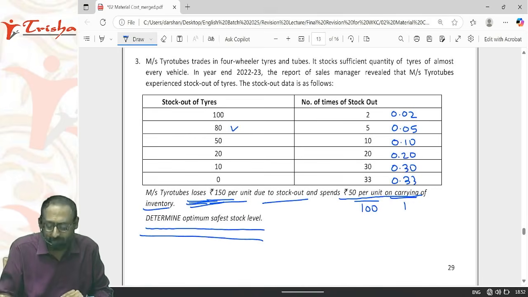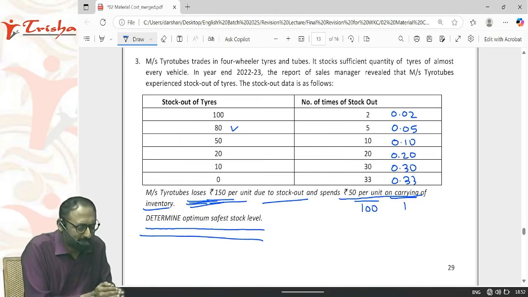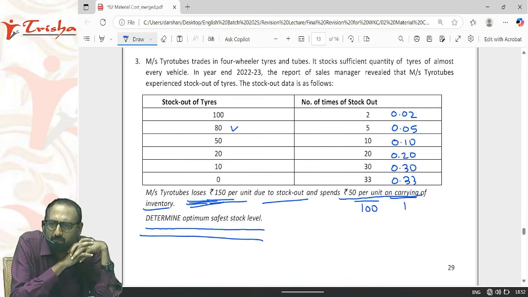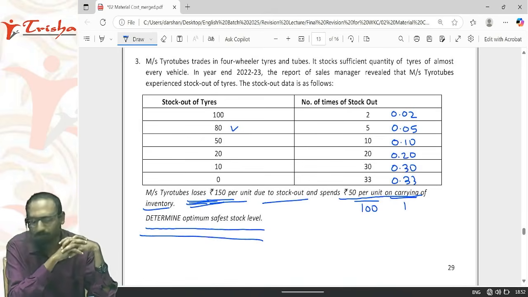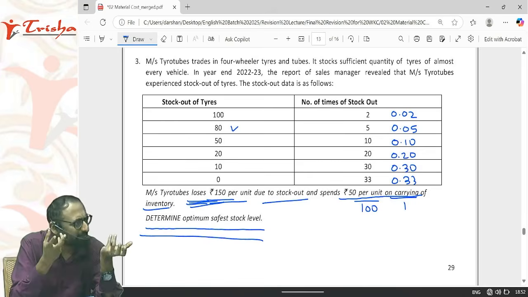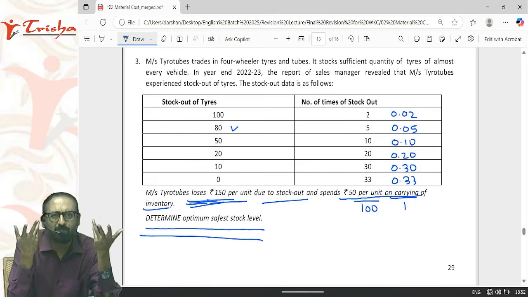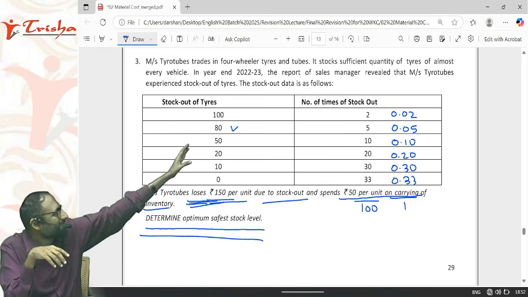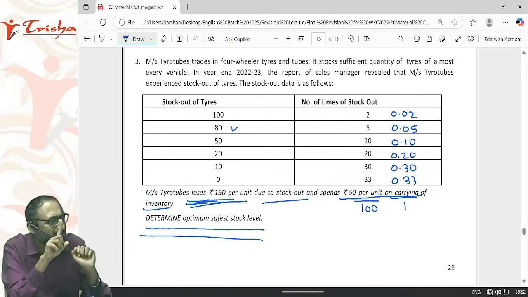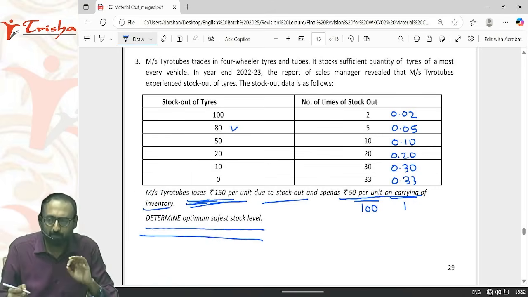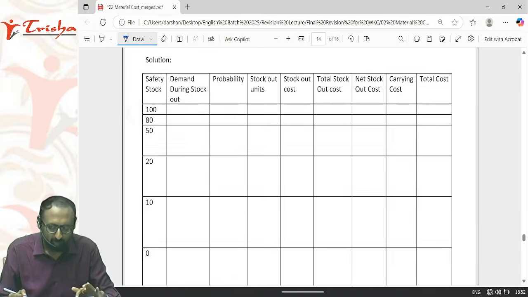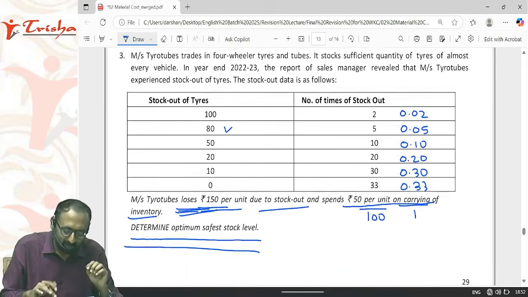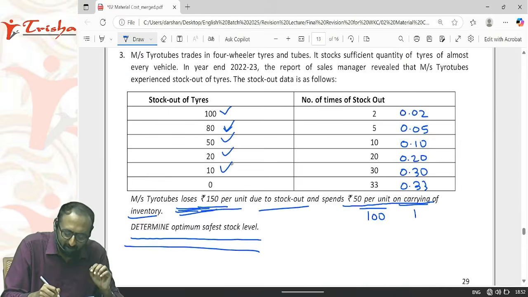My simple question to you, my logical question to you: how much maximum safety stock you will maintain? Not more than that is required. How much is it? Why 100? Because maximum chance of stock out is 100. Okay, sir. Now I will prepare one table. Everyone please concentrate. How much safety stock I will maintain? I will maintain 100, 80, 50, 20, 10 and 0.